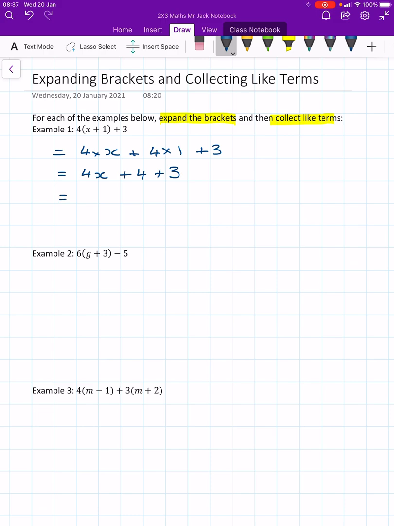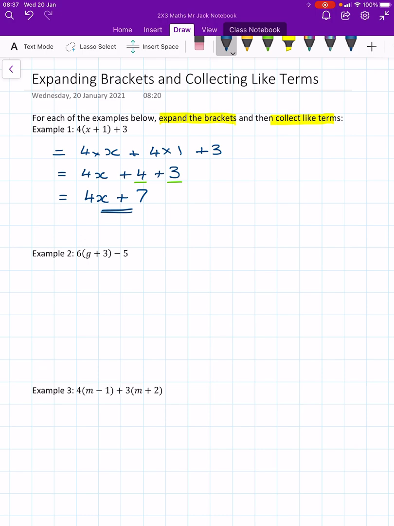Alright, now, in terms of like terms, where are our like terms if we want to do a bit of underlining? The 4 and the 3, we can add those two things together because they are like terms. We know our numbers go together. So that's 4x, 4 plus 3, 7. And that's that question done.